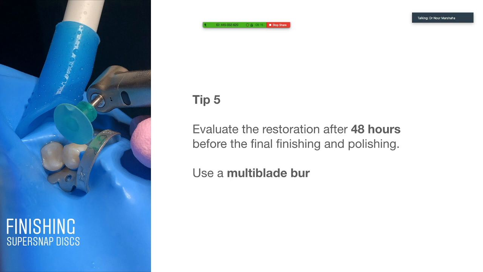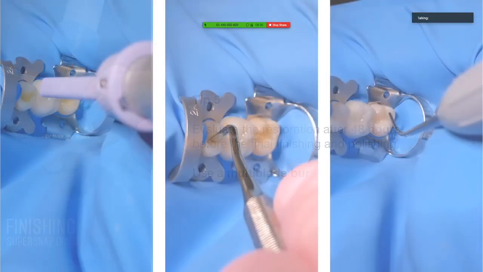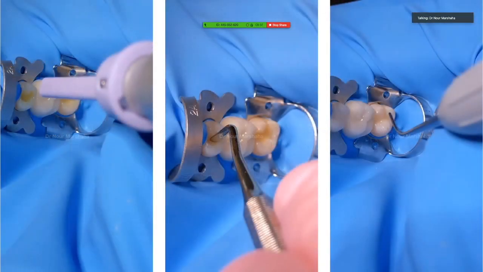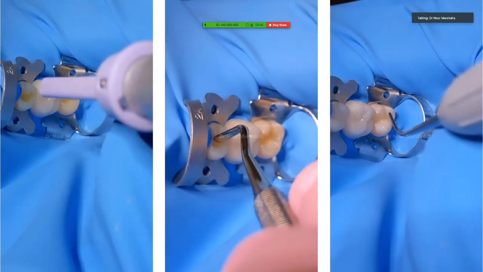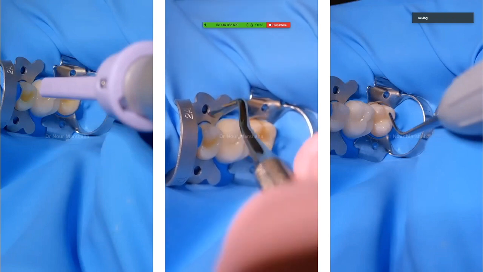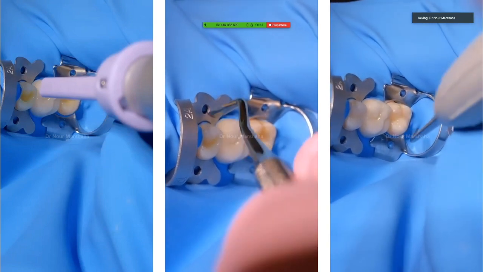I like to use a multi-blade bur because it's much better than a diamond bur. It's gentler on the enamel. It will not damage the enamel while you're finishing the restoration. And I finish my work with a disc. I prefer this kind of disc. We can also see how the details are drawn on the restoration.